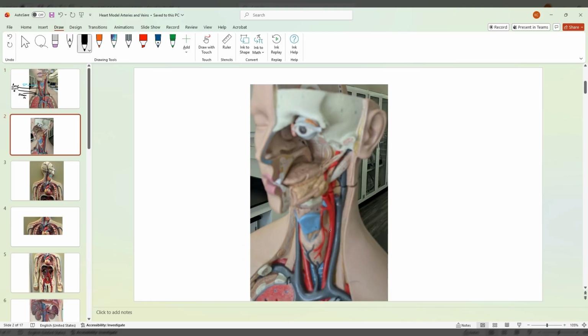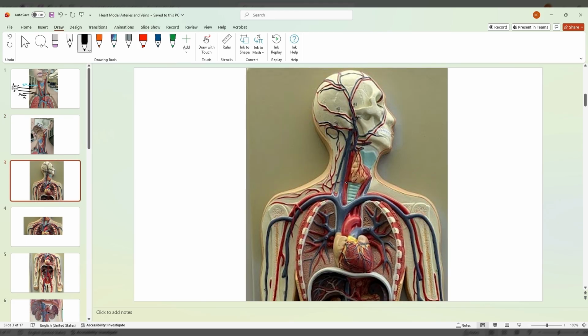If I go down, this is just another view of it. This is just showing you that this right here has the branch coming off of it. So remember, if it has a branch coming off of it, this has to be the left external carotid artery, and this has to be the left internal carotid artery. And remember, the internal carotid artery supplies blood to the brain. External is going to be more superficial.